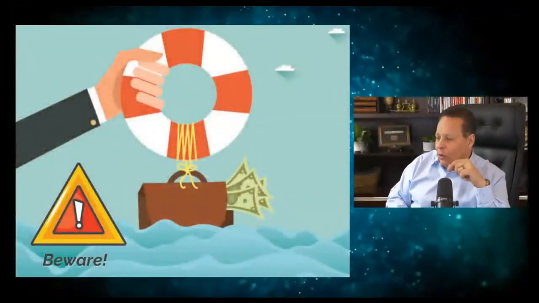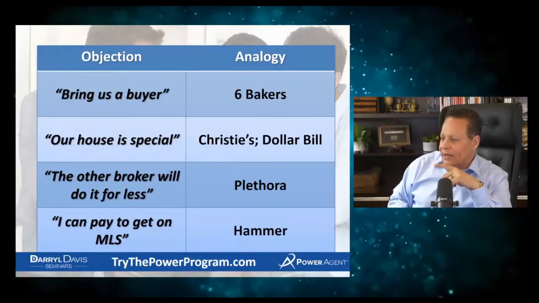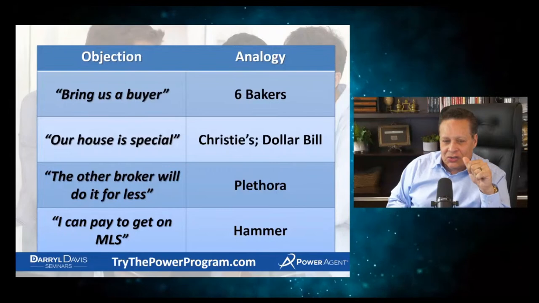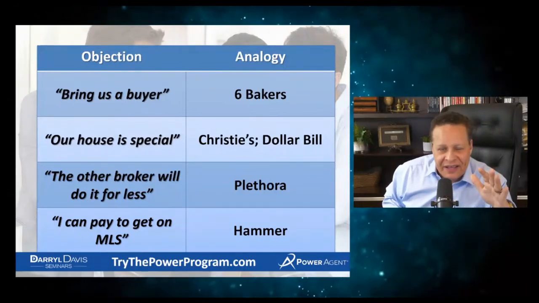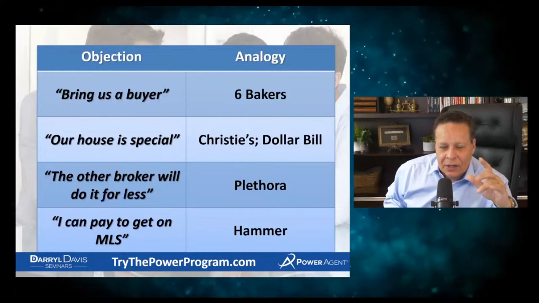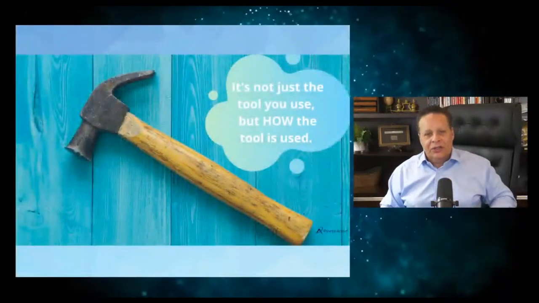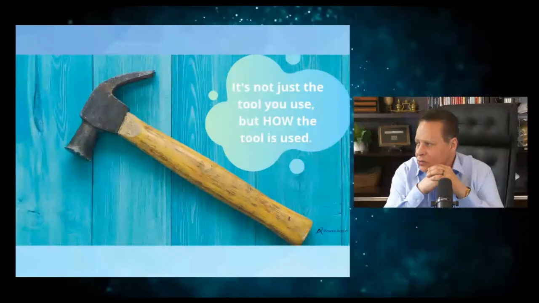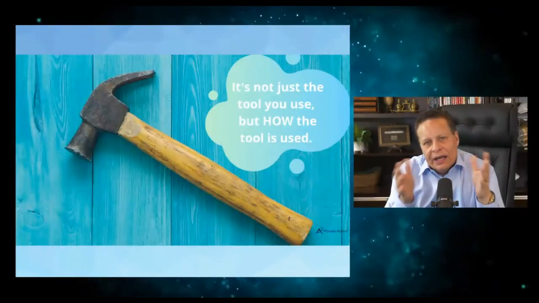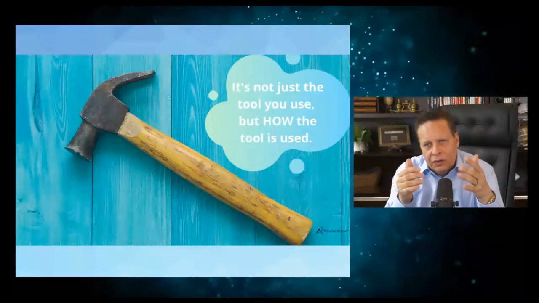All right, so let's look at the next one, which is I can pay to get on MLS. I can pay a flat fee of $500 and get on MLS. My favorite one is the hammer analogy. And here's how the hammer analogy goes. Mr. and Mrs. Hanahana, let's pretend that you decide you're not going to sell the house through an agent, you're going to sell it on your own.